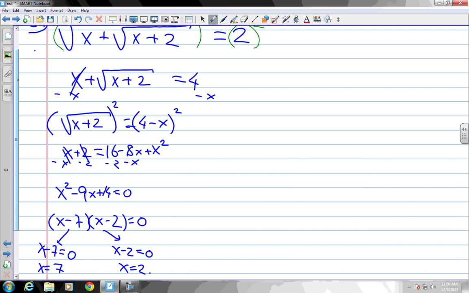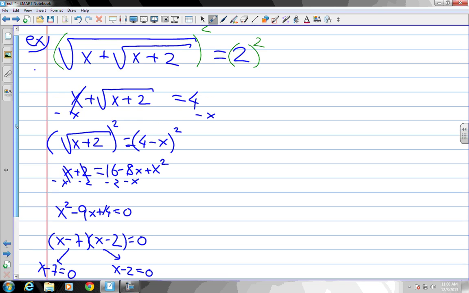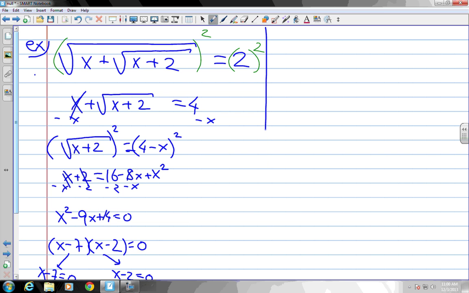So there are times where both of these might work. There are times when none of them work. So we really have to check both very carefully. I'm going to plug 7 into my original equation, and I'm going to plug 2 into my original equation. But are we okay with how we got 7 and 2? So, check.